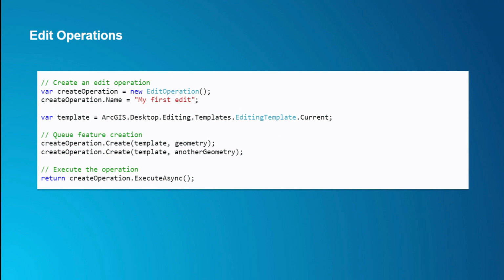And here's a little snippet that we have, a very simple operation. So I'm going to create my edit operation. I'm going to give it a name so that that name will appear on the undo stack. I'm going to use the current template, and I'm going to queue 2 feature creations. The first one I'm just going to pass a geometry. The second one I'm going to pass a different geometry, and then I'm going to execute that operation.